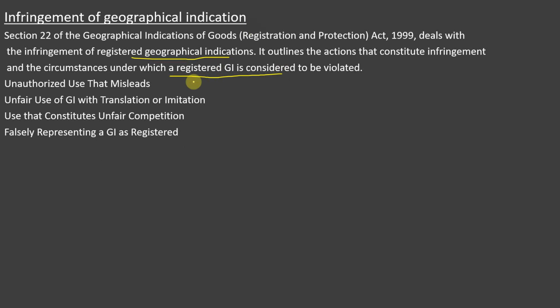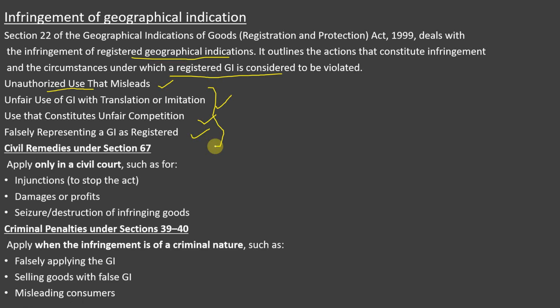So they are unauthorized use that misleads, unfair use of GI with translation or limitation, use that constitutes unfair competition, falsely representing a GI as registered. So, after registration, the persons who have applied or the organization or group of people only shall be the authorized users of that product. So, if any persons who unauthorizedly use or mislead or do any of these acts shall be liable under civil and criminal law. So, Section 67 provides the civil remedies, and sections 39 and 40 of the Act provide criminal penalties.